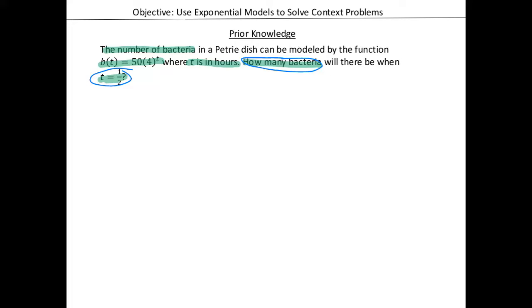So basically, if we look at our function, the only variable we have is t, and they're giving us t. So all you have to do is plug in t. So we have b of t, where t is 1/2, is equal to 50 times 4 to the t power, and t is 1/2.